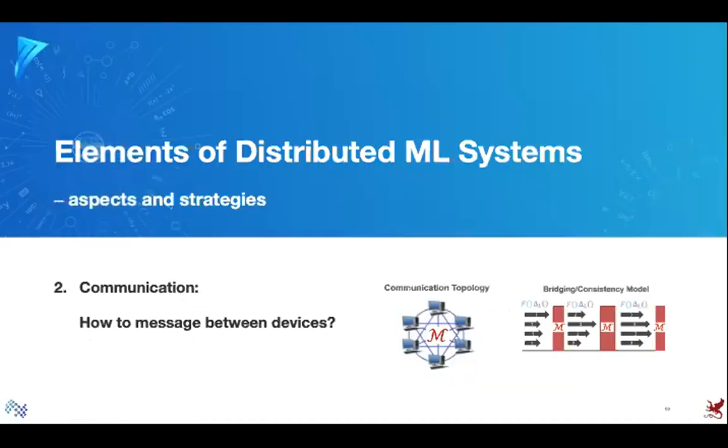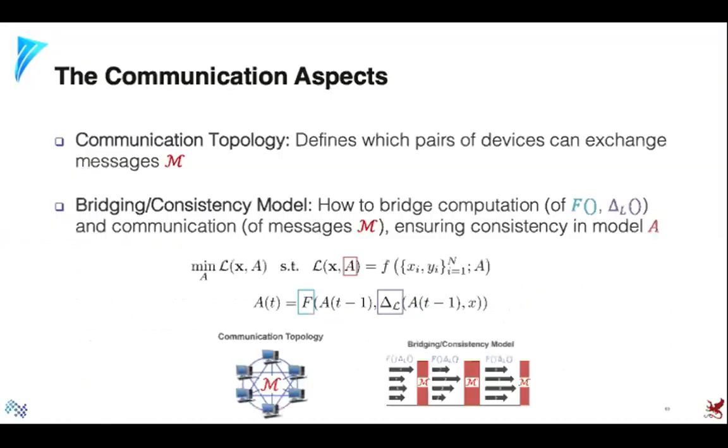Now we move on to the second aspect, communication, which is how, now that we've constructed the messages and maybe shrunk them down, are we going to send them between different devices? We're going to talk about network topologies, which is basically a virtual graph that defines how messages M can travel between devices. It's not the same as the physical network in the data center, but more like a virtual restriction on which machines should communicate with which other machines.